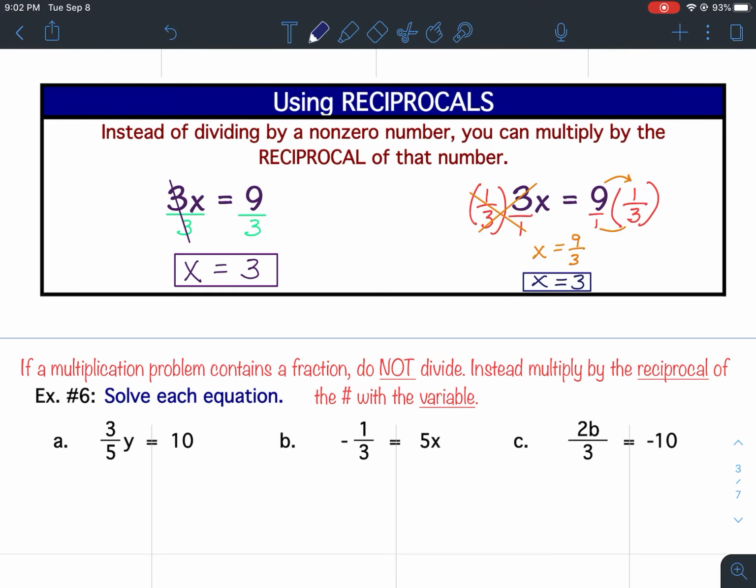But if you have a multiplication problem that does contain a fraction, then you're going to have to use the reciprocal. And I will be doing more problems like that in example number 6. If you have any questions on how to find the reciprocal, let me know.